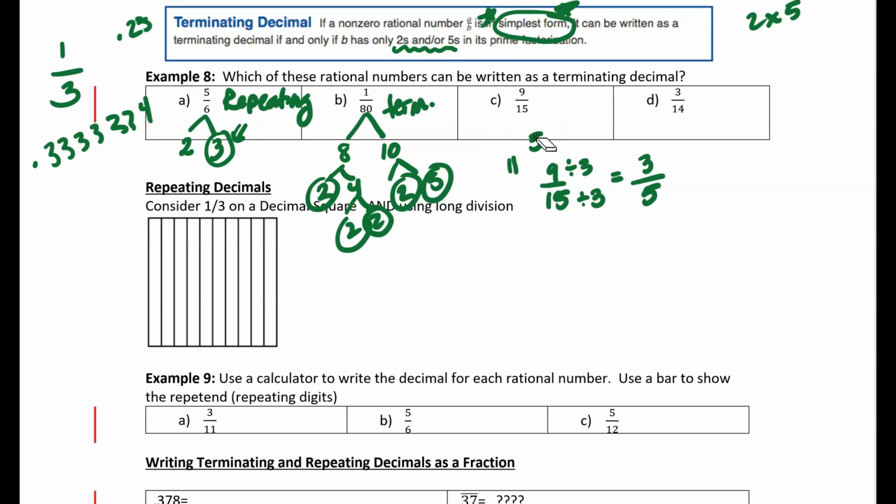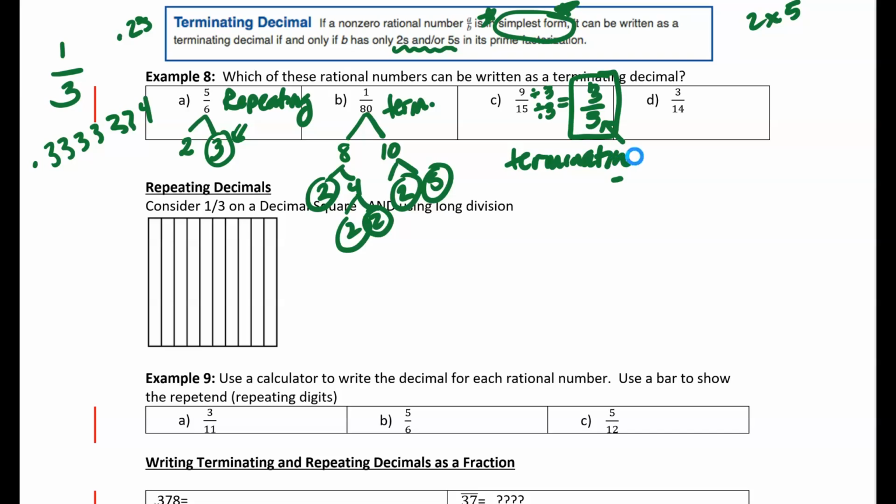So let me just back up. What we should do right off the bat is reduce it, and we get 3 over 5. Then look at the reduced version and say, okay, if the denominator only has 2's and 5's, which this does, I don't even have to do the prime factorization because it's just 5, then you say that this is a terminating decimal.